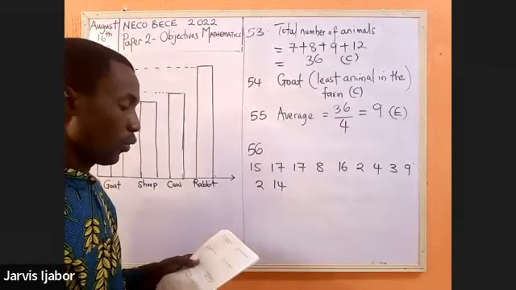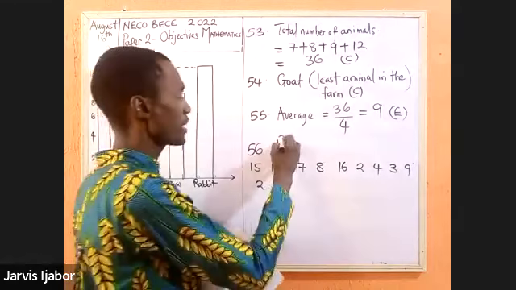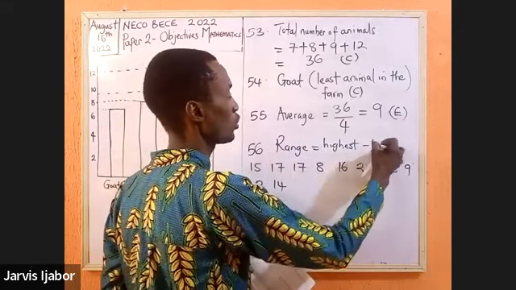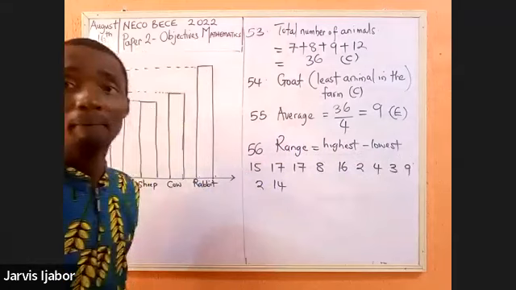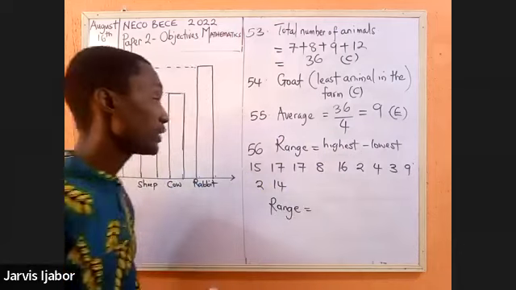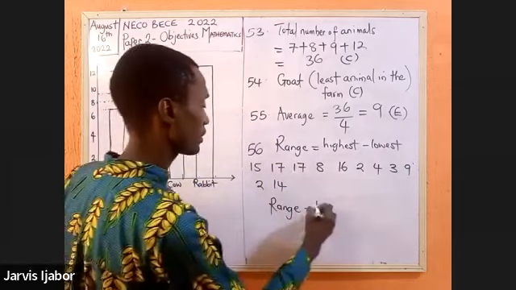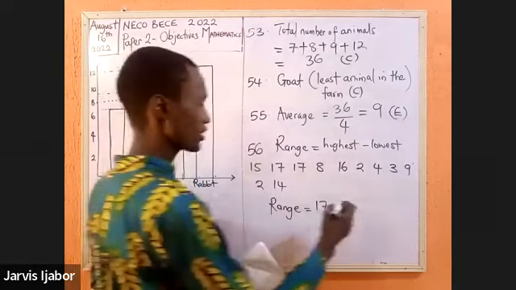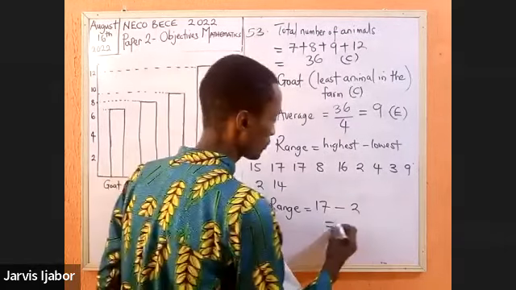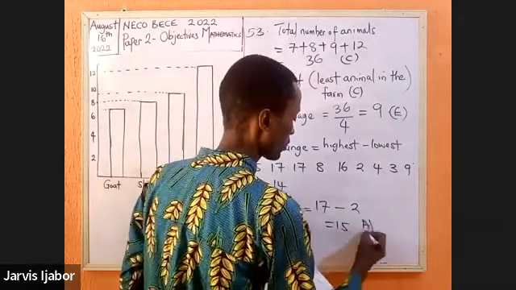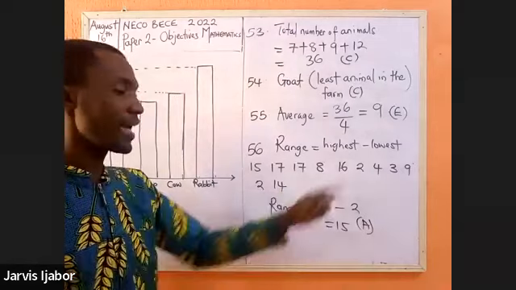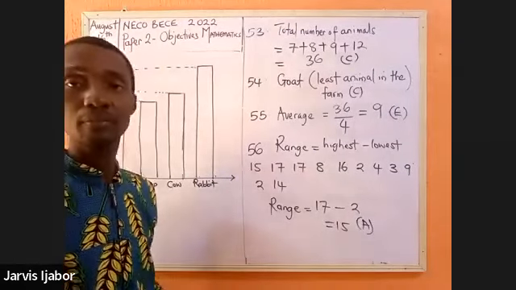So what is range? Range essentially means highest minus lowest. The highest mark minus the lowest mark. The highest mark I can see here is 17, and the lowest mark is 2. So what is 17 minus 2? That will be 15. So that option is A. Range is the highest minus the lowest.